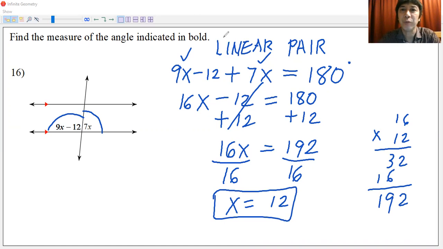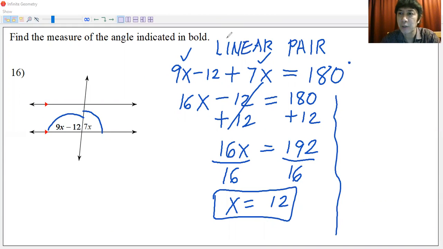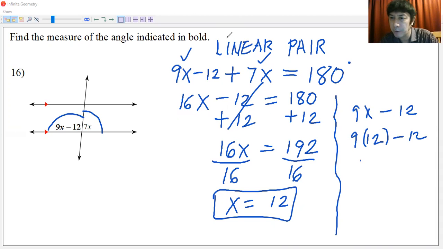All right, so let me erase my multiplication there. Okay, let's continue with the required answer. We're asked to get the 9x minus 12. This is 9 times 12 here, minus 12. So we have here like 108 minus 12. Okay, we deduct the 12 here, and we have like 96.